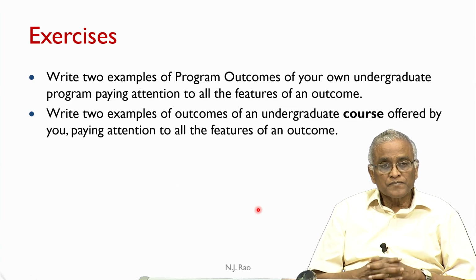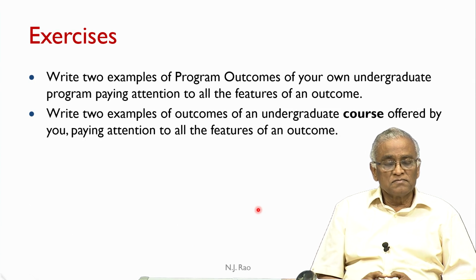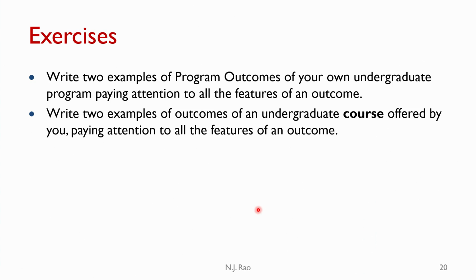Now here we suggest that you do these two exercises. Once again, this is only to make sure that by practicing a little bit you understand what an outcome statement is or what a course outcome is. Write 2 examples of program outcomes of your own undergraduate program, paying attention to all the features of an outcome. Write 2 examples of outcomes of an undergraduate course offered by you, paying attention to all the features of an outcome. This is just for practice, to make sure you are able to take into consideration all the features we talked about.